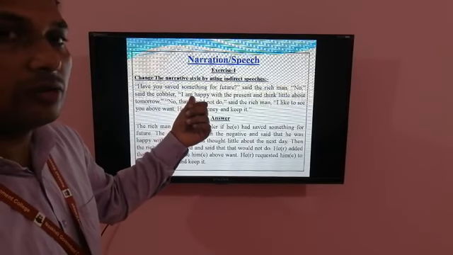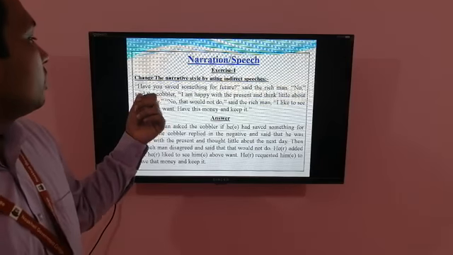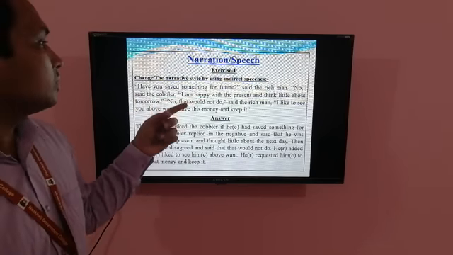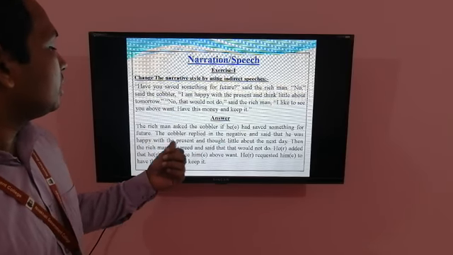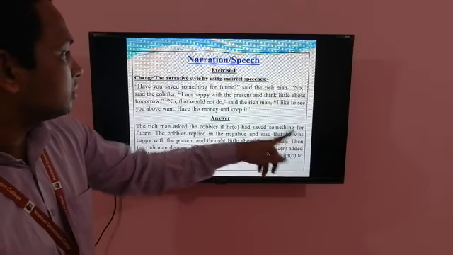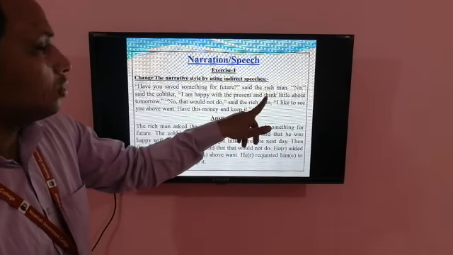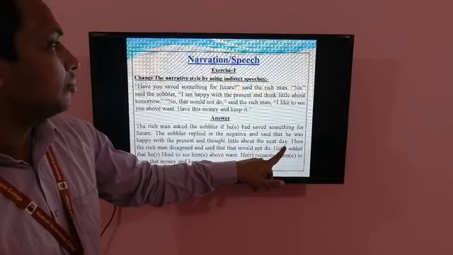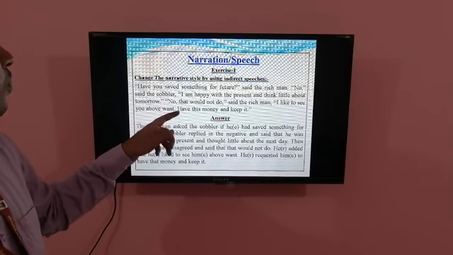See, present indefinite form, and our reporting verb is in past form, so we have to change it to past indefinite form. So replied in the negative and said that he was happy with the present, was from am, and thought from think little about the next day. Alright, next day for tomorrow.